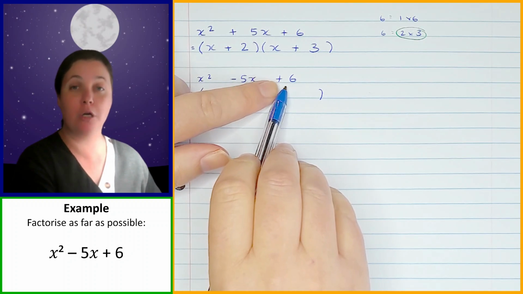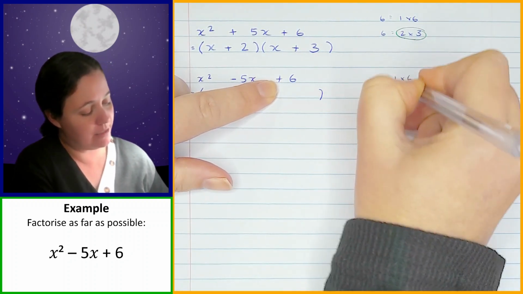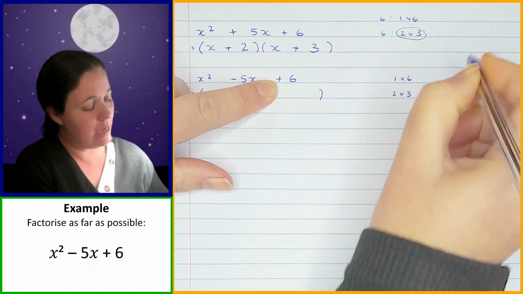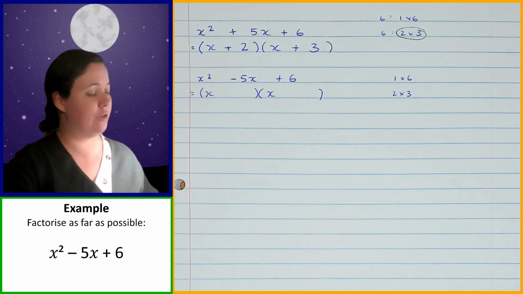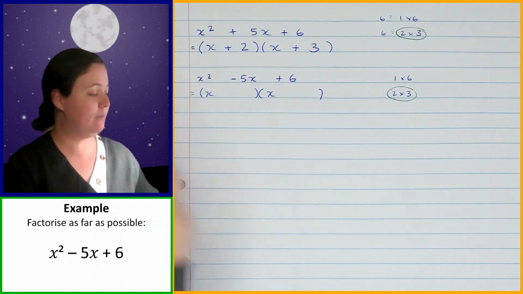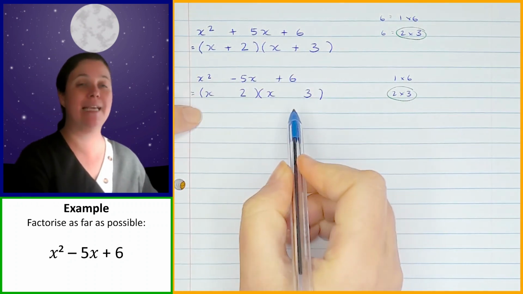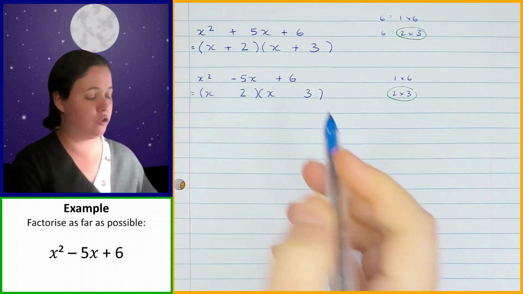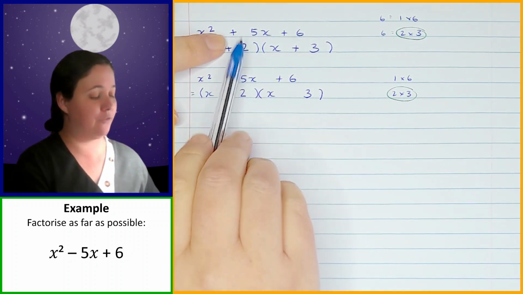This is still positive, which means I'm going to be adding the factors of 6. So I've got 1 times 6 and I've got 2 times 3. I want to add them to get 5, just like I did over there. So this is going to be 2 and 3 because 2 plus 3 gives me 5. So I'm still using 2 here and I'm still using 3. Okay, again, it doesn't matter which bracket I put them into. But now, this is where it's going to be slightly different.